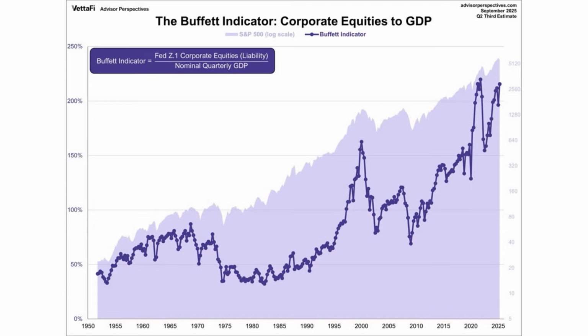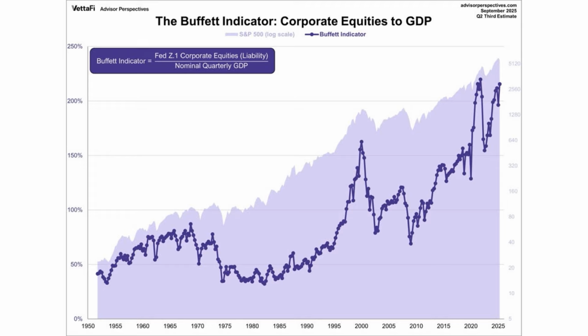I want to close out with this point. While the Buffett Indicator is a powerful general gauge of long-term market valuation, it's crucial to understand its limitations. This overlay here with the S&P 500 index makes one thing very clear. This indicator is not useful for short-term market timing.